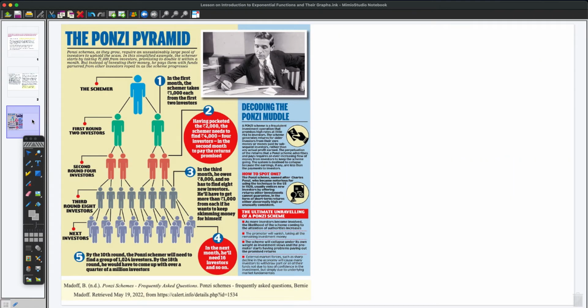So when we look at what this looks like, here is a diagram of a Ponzi pyramid. So here you have the schemer. And the reason, by the way, it was called Ponzi is because, I can't remember their first name, but Ponzi was the last name of the person who kind of invented this scheme in the 1920s it is. I guess I should say that now.